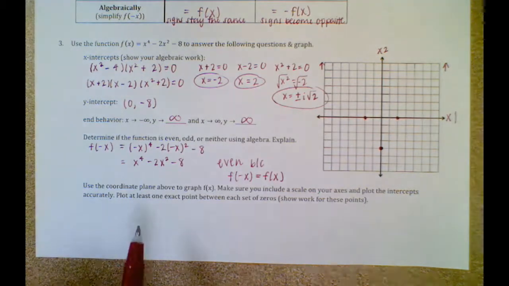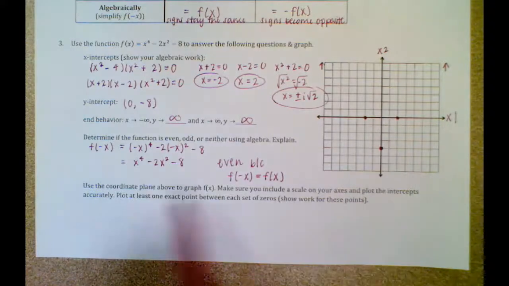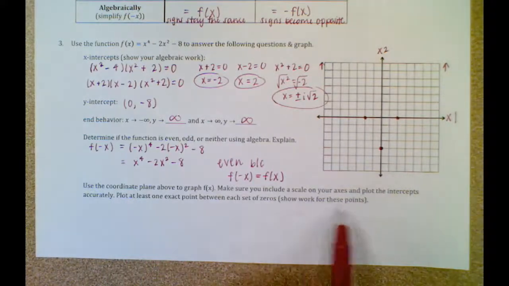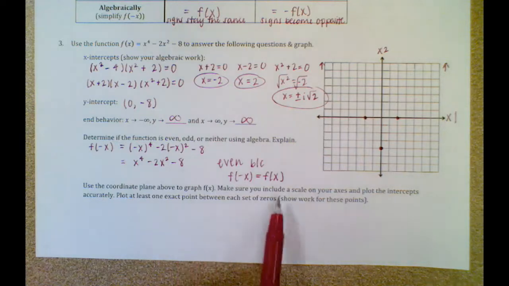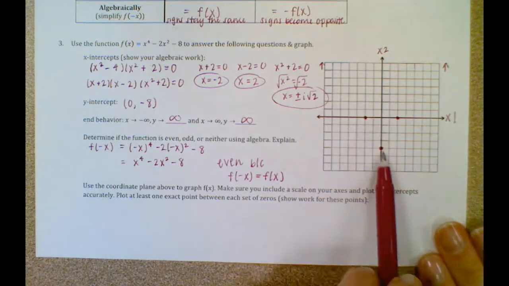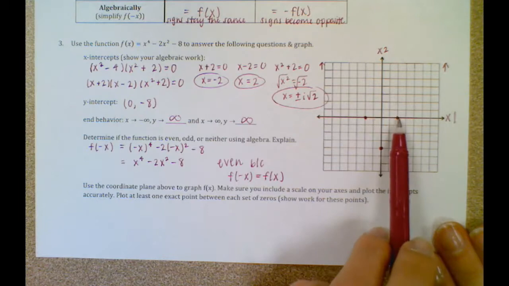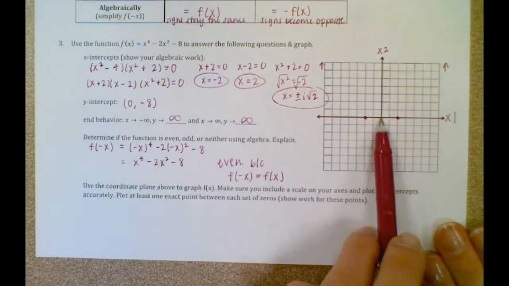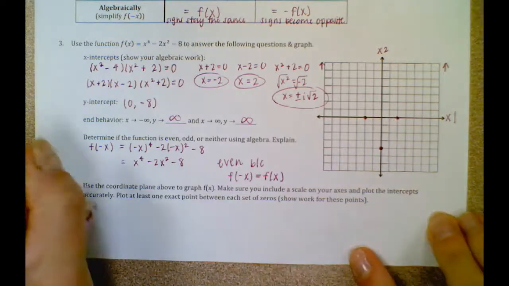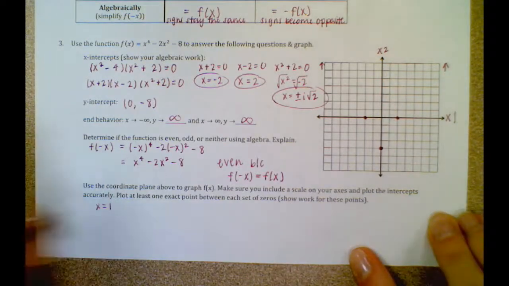Okay, so let's plot. We want to make sure you include a scale on your axes and plot at least one point between each set of zeros. So even though I have this 0 right here, I'm going to solve for what's in between 0 and 2, so I'm going to use 1. I'm going to find out what y equals when x is 1.